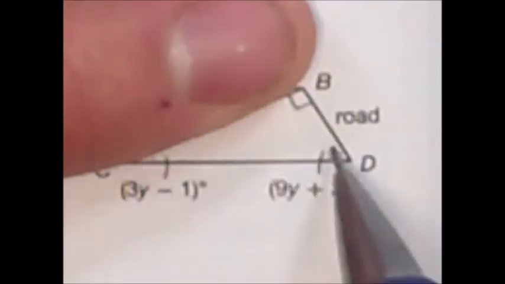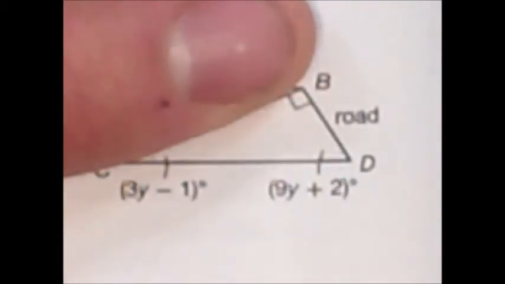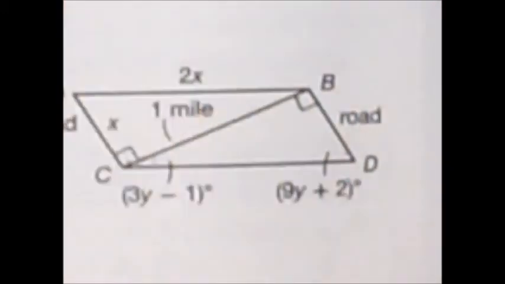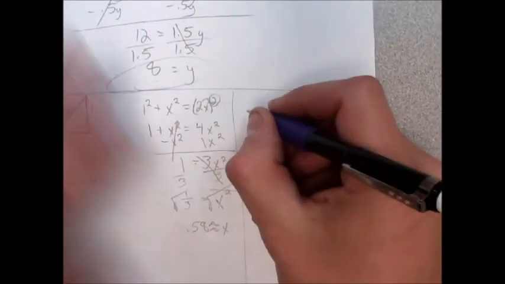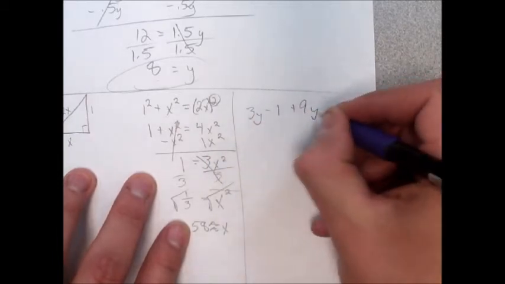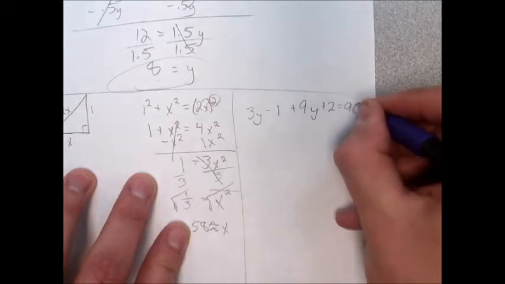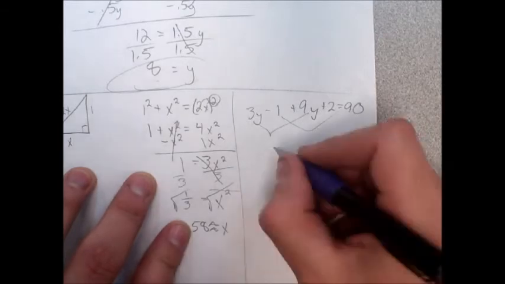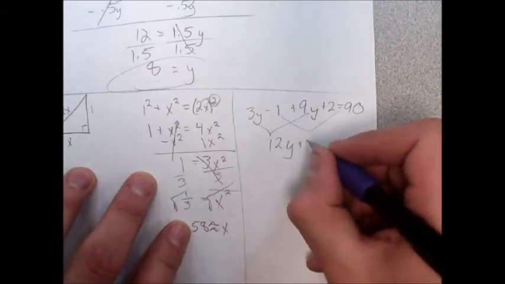What do I know about all 3 angles? They equal 180. Right? But in a right triangle, the 2 other angles equal what? 90, obviously. We already used 90 of it, there's only 90 left. So I'm just going to write that down. So 3y minus 1 plus 9y plus 2 equals only 90. Combine like terms, I get 12y plus 1 equals 90.